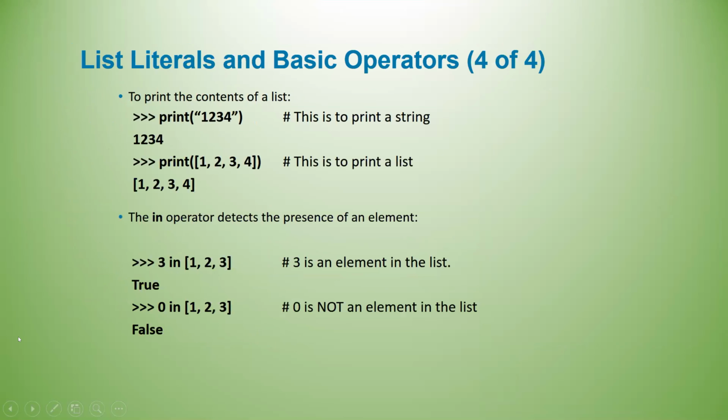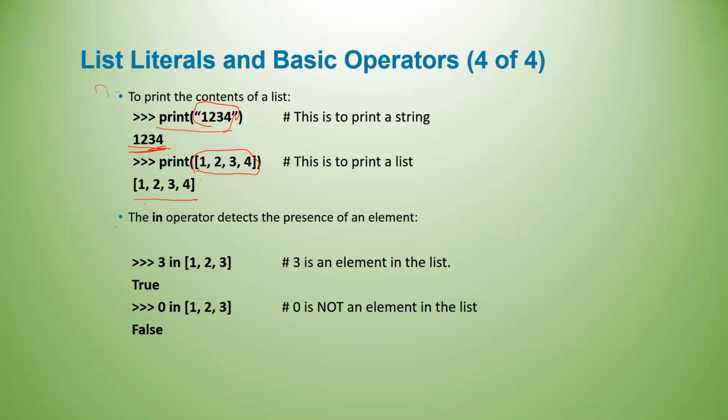List literals, okay, the last slide for this, list literals and basic operators. To print the contents of a list, we simply print. I'm showing you the difference, okay? Here, we are printing a string, right? This is a string, it's not a list. So when you print it out, it's like this. This is a list. Remember, when you have the square brackets, it's a list. So when you print it, it's like this. That's the difference, okay? Print a string, print a list.